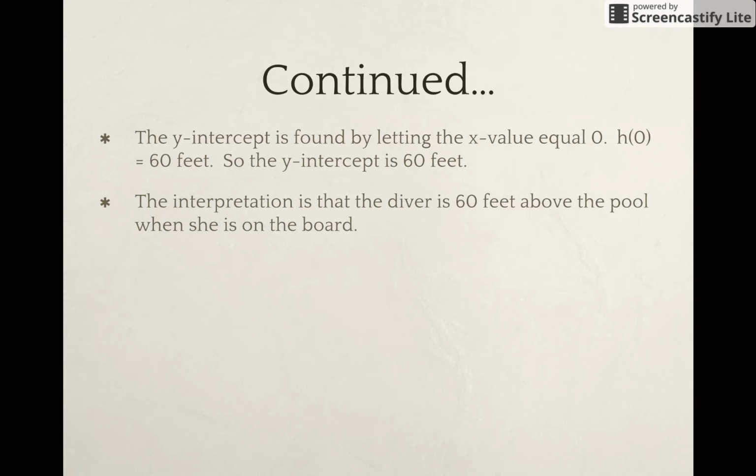The y-intercept is found by letting the x value equal 0. So we'll find h of 0, which is 60 feet. So the y-intercept is 60 feet. Again, I'm using the shorthand for stating the y-intercept of just stating the y value. Keep in mind that it is an ordered pair, in this case, (0, 60 feet).